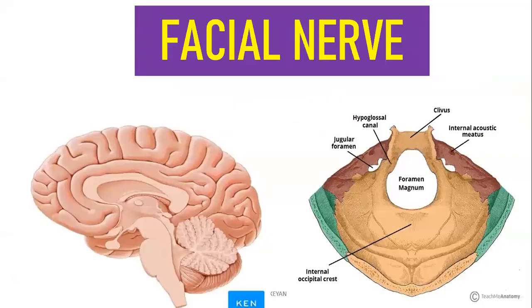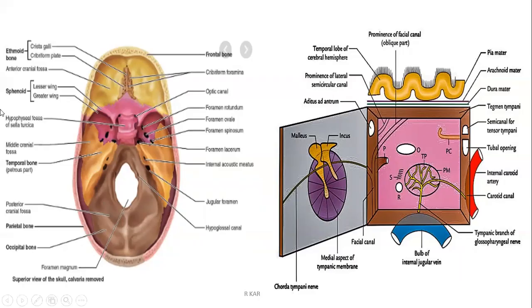Again, I'll repeat. Just listen. Pontomedullary junction, two roots, then laterally forwards towards the cerebellopontine angle. Then it is going to move upwards into your internal acoustic meatus, where it is going to enter the facial canal at the petrous part of the temporal bone, and at the bottom of your internal acoustic meatus, the two roots are going to join and form the facial trunk.